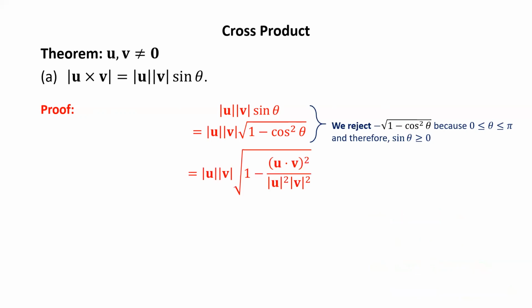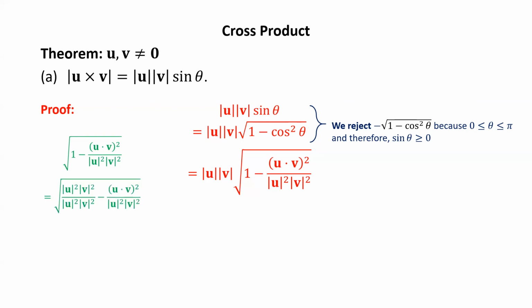Okay, now we can use the theorem about the dot product to replace cosine theta by u dot v over length u times length v. And since it's cosine squared theta, we square each factor written there. Okay. Now let's simplify the expression under that square root a little bit by getting a common denominator.